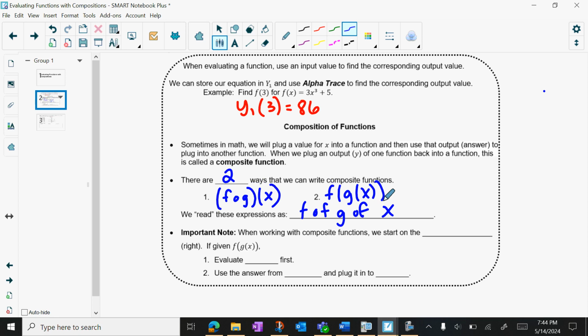What is important to note is when working with the composite functions, we start on the inside. If given f of g of x, we're going to evaluate g of x first. Then the answer from g of x, we're going to plug into f of x. So whatever's on the inside first is what we're going to find first and plug that output value as my new input value into f of x. Let's take a look at some examples.